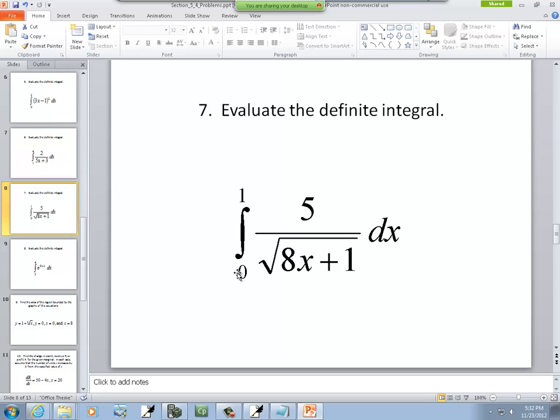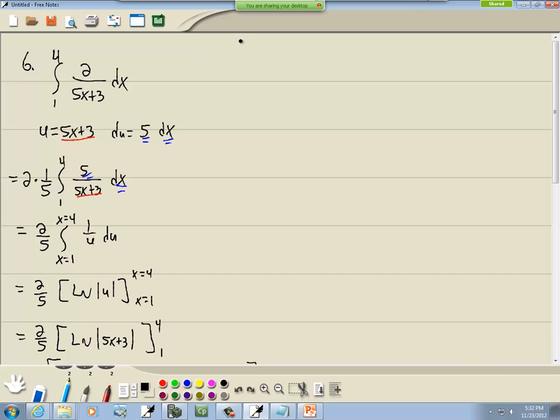Let's take a look at this one. Get the integral from 0 to 1 of 5 over the square root of 8x plus 1 dx. Okay. We got our different possibilities. Parentheses to a power, we set u equal to what's inside of parentheses. Don't have that. But we do have radical. So we'll set u equal to what's inside the radical, the 8x plus 1.